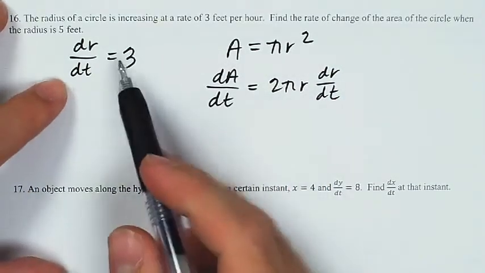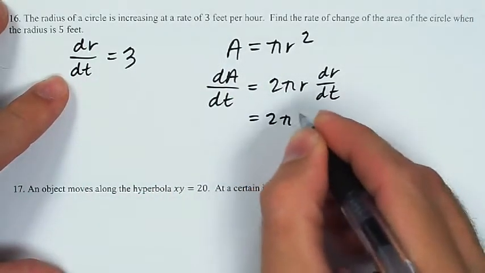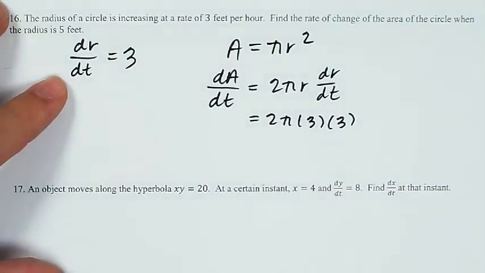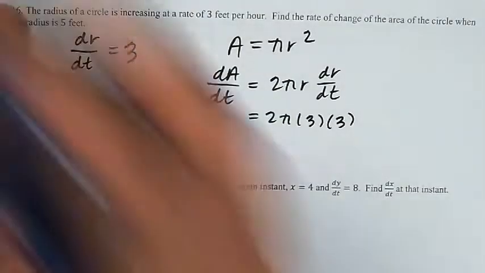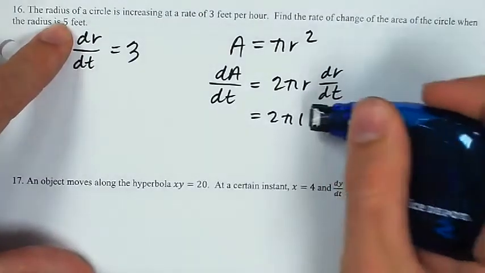And then I'm going to plug in, well, I've got dr/dt. I've got r is 3, so that's 2 times pi times 3 times dr/dt is also 3. Wait, no, that's not true. The radius was 5, right? It says right there, radius is 5 feet. So this wants to be a 5.